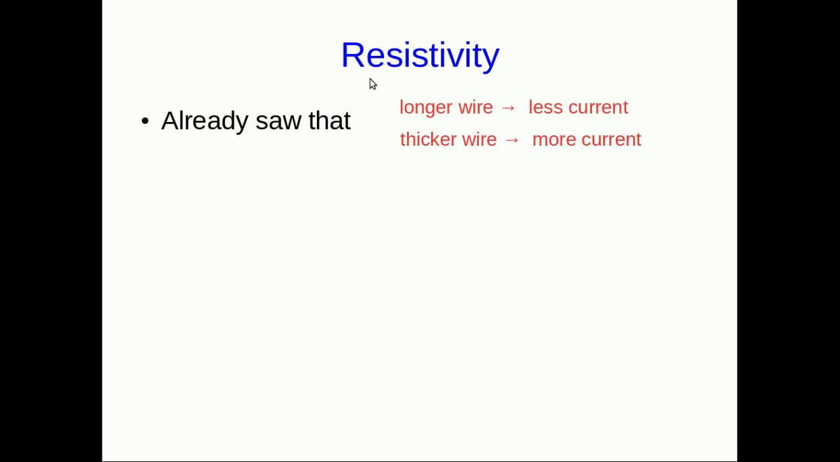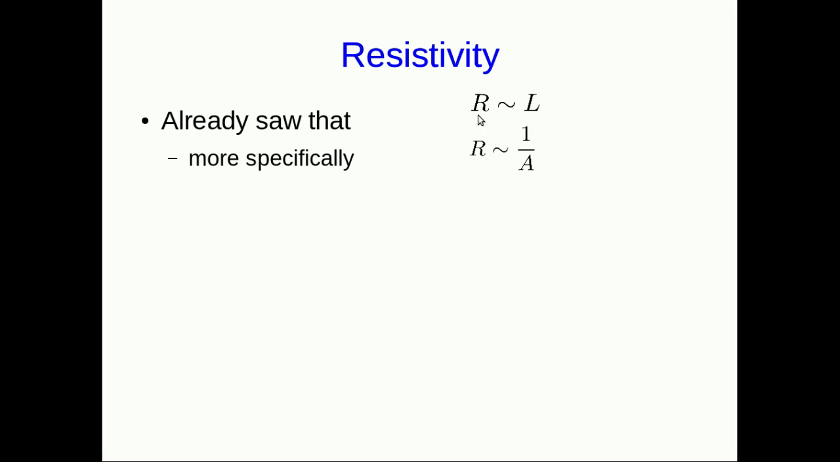The one final piece of this is the role that the material plays. We already saw that longer wire means less current, or in other words, a longer wire must result in a larger resistance. Thicker wire means more current, or in other words, a smaller resistance. And so it turns out that the resistance is in fact proportional to the length of the wire and inversely proportional to the cross-sectional area of the wire. So that means R is proportional to L over A, and of course there has to be a proportionality constant.